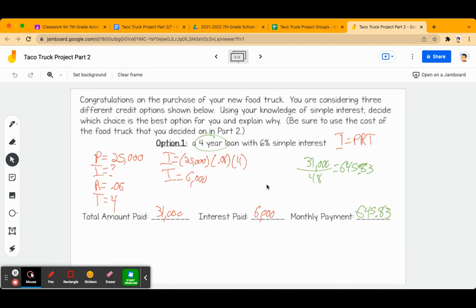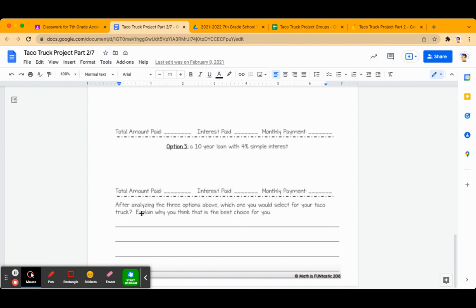You're going to do that for all 3 options, and then at the bottom, I believe you're going to explain which one you are choosing and what your rationale is. Why do you think that's the best choice for you?